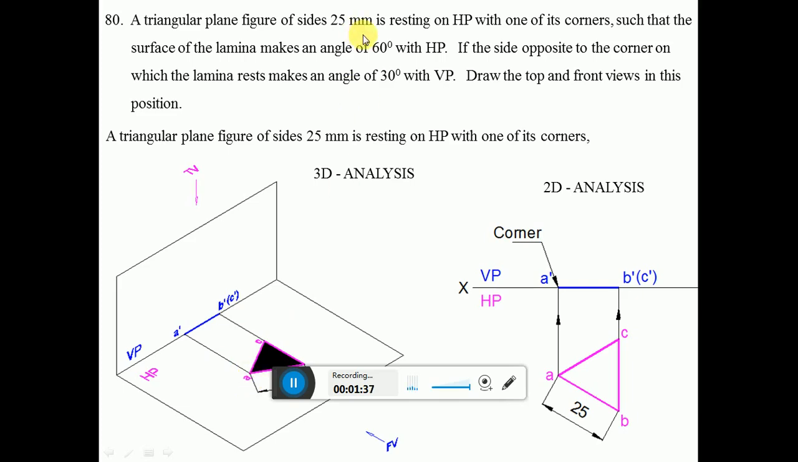Since the surface inclination is with respect to HP, the surface is made parallel to HP. Then only can I rotate that surface with respect to HP. So this is the 3D analysis. When you consider the 2D analysis, you can see this side is a corner and this side is a side. When you look from the top view, BC is the side on the right side. So B dash C dash will become a side, and on the left one, which is a corner having a single point, A dash will become the corner.